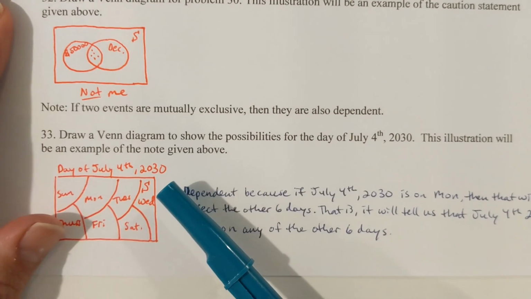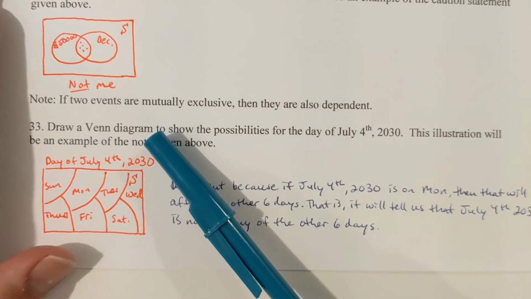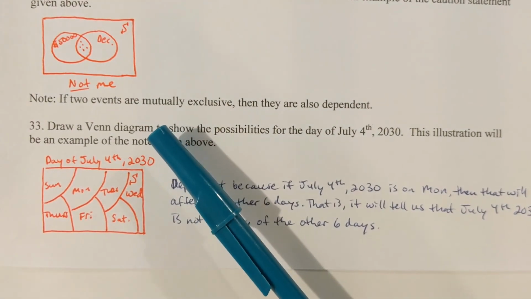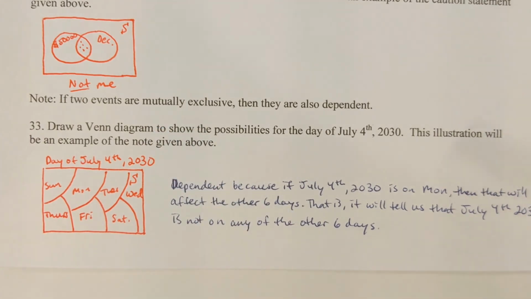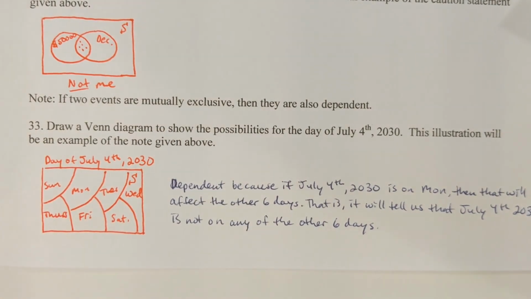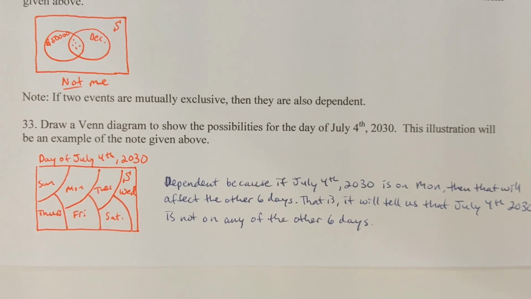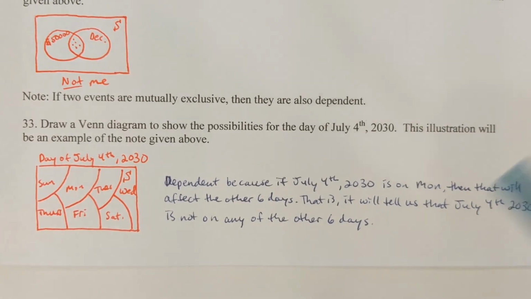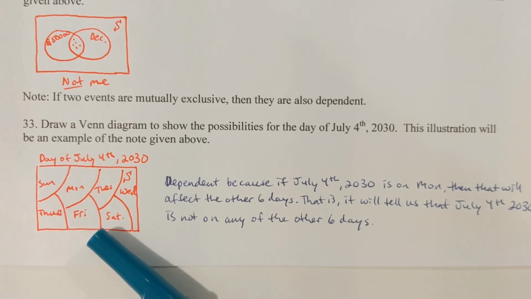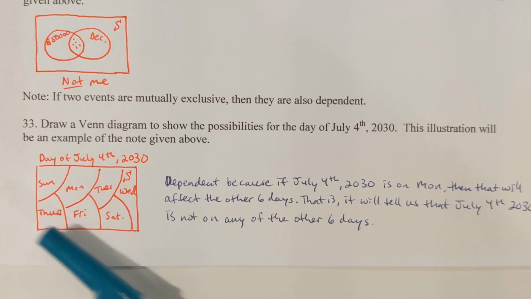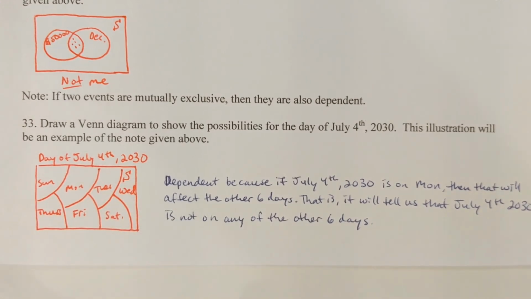In fact, there's a note: if two events are mutually exclusive, then they're also dependent. That will always happen. Problem 33 is an example. It says to draw a Venn diagram showing the possibilities for the day of July 4th, 2030. Okay, and that's going to serve as an example of the note right above. So I've got my Venn diagram set up. What day of the week does July 4th, 2030 fall on? Well, there's going to be 7 options representing the 7 days of the week.